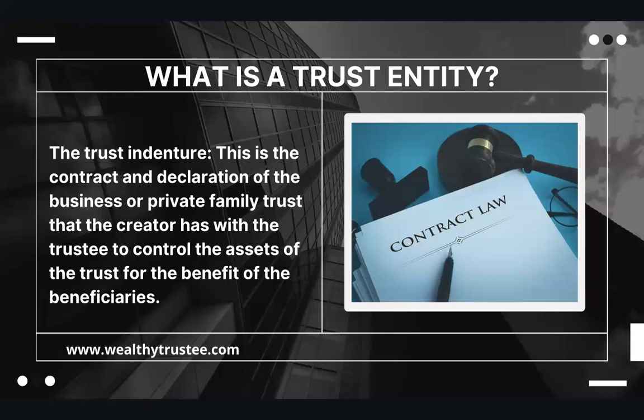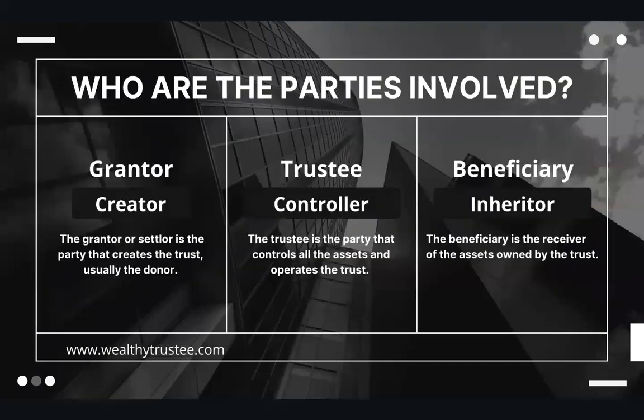So the contract is created by a creator, right? By the grantor for the benefit of someone else. So that's for the benefit of the beneficiary, and it is controlled by the trustees. Those are the individuals that are going to be participating in this contract. So let's go through those specific contributors. Who are the parties involved?